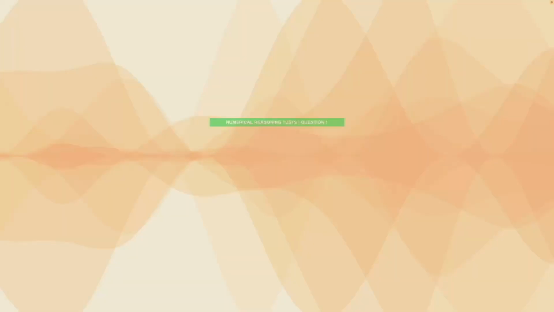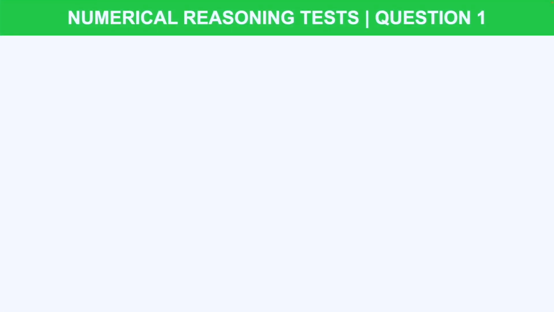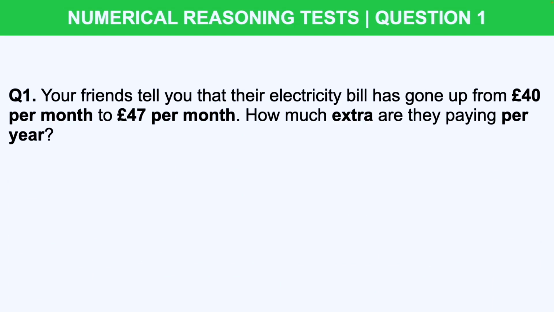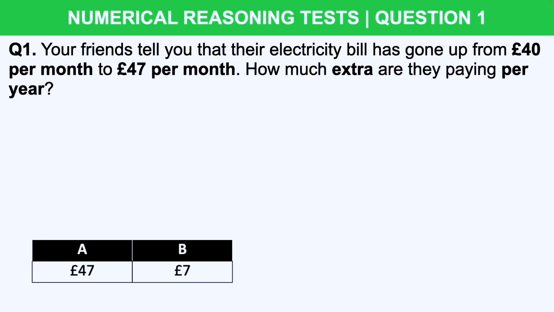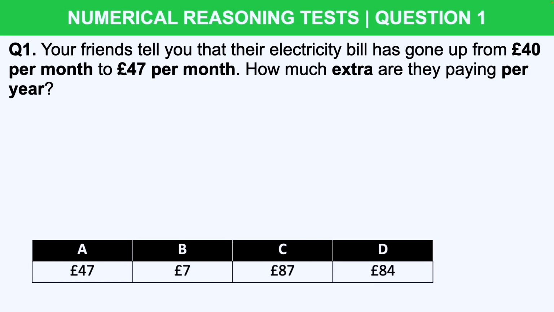Okay, let's start by looking at that first ALDI numerical test question type. And to warm you up, I'm going to give you a basic arithmetic question here, which is this. Question 1. Your friends tell you that their electricity bill has gone up from £40 per month to £47 per month. How much extra are they paying per year? Is the answer A, £47, B, £7, C, £87, D, £84, or is it E, £77?